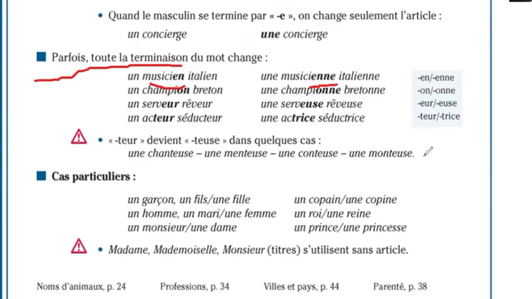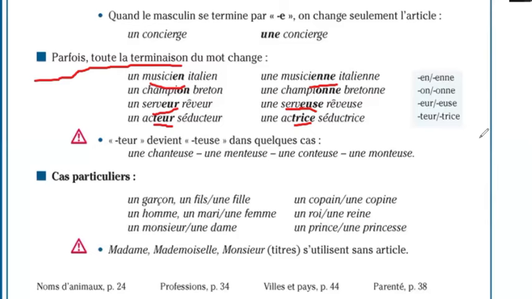Now, there are times it ends in EUR. For example, you have un rêveur. Masculine rêveur becomes une rêveuse, EUSE. Une serveuse, une rêveuse. Now, you have encore un acteur. Un acteur, séducteur. You have une actrice. So when it ends in T-E-U-R, it now becomes what? Trice.